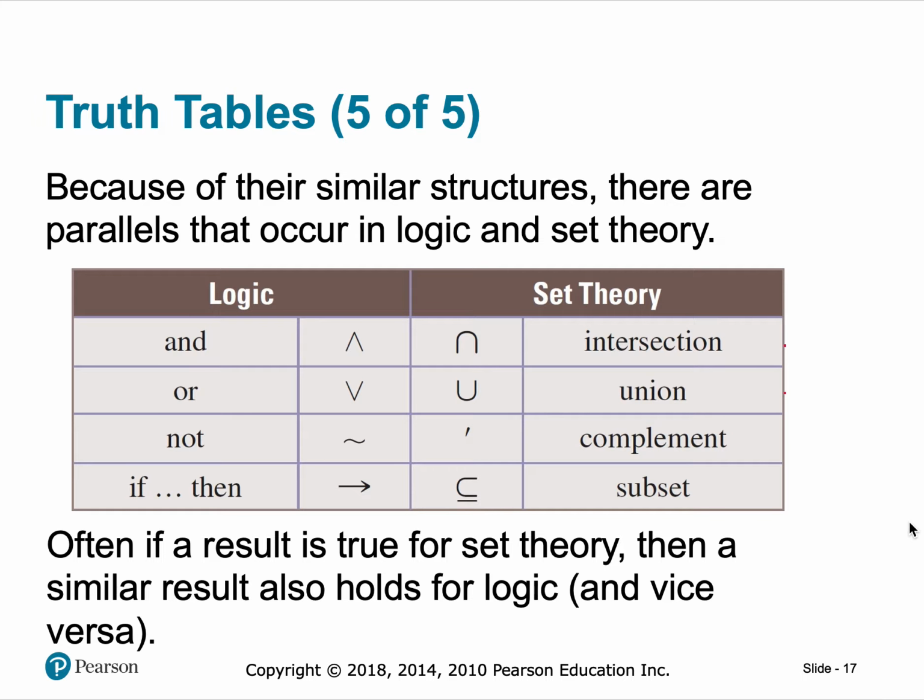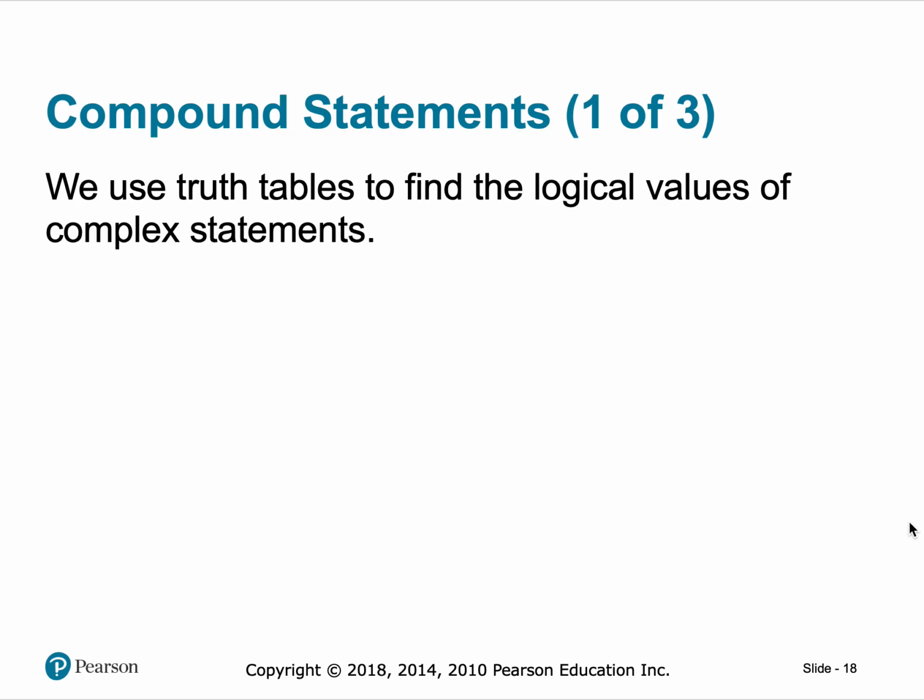Because of their similar structures, there are some parallels between logic and set theory. And is shown by the upside down V, or the intersection in set theory. Or is shown by the V, or the union symbol in set theory. Not is shown as the actual negation character, whereas in a set, I use the complement. If-then in logic is represented by an arrow, and it's a subset in set theory.